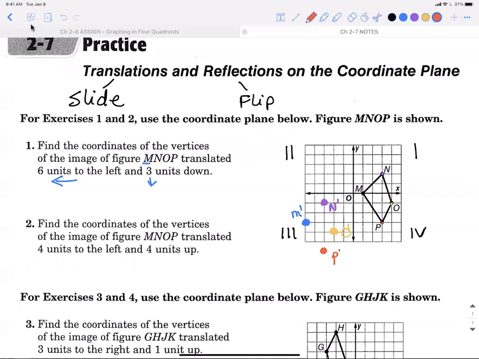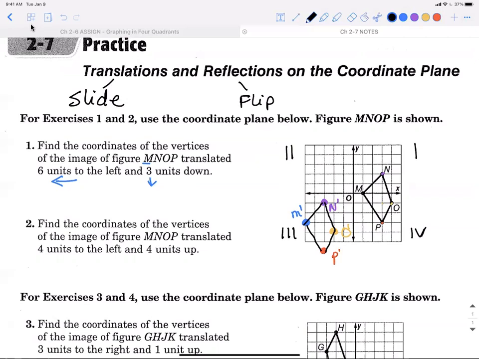Okay. Now, you'll notice now if I were to connect all of these, they should look exactly like what we moved. All we did was it slid backwards 6 and down 3. The whole image shifted backwards 6 and down 3.